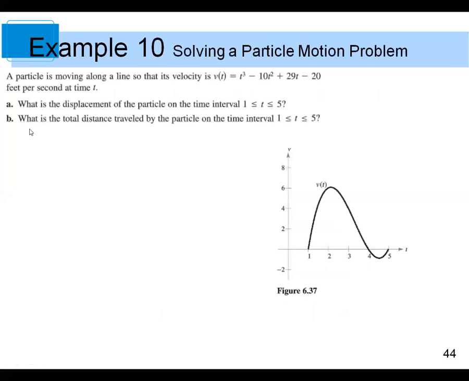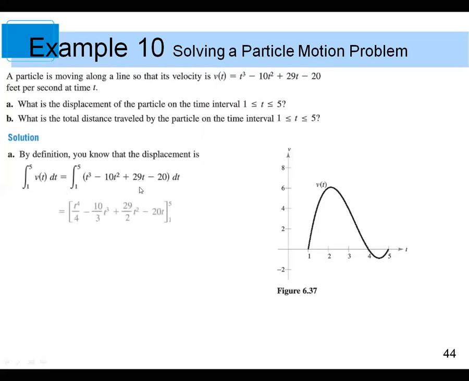All right, so a particle is moving along a line, so its velocity is modeled by v of t, feet per second at time t. What's the displacement, and what's the total distance traveled? Now, I've graphed it here from 1 to 5, so you could see that there's some negative velocity here. Well, the displacement is just the definite integral of velocity. So you just integrate it, plug in 5 and 1, and subtract, and you would get 128 over 12, which is 32 thirds. So the particle moves 32 thirds feet to the right, which is like 10.666 feet to the right.